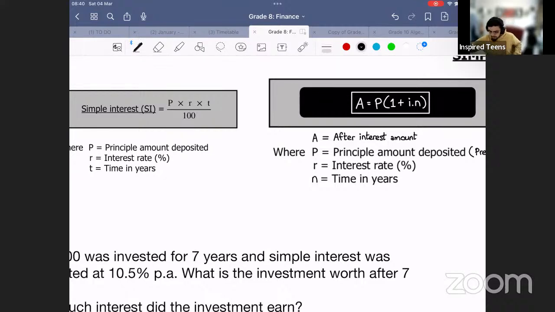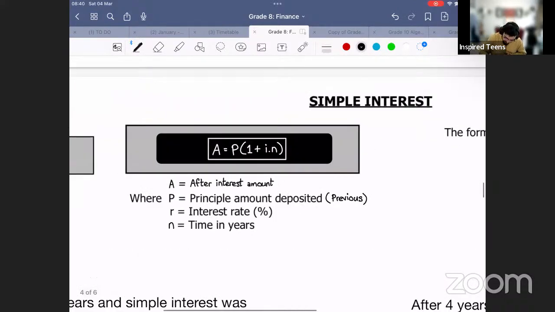Okay, on the right, some of you may have a formula that maybe looks like A is equal to P into open brackets 1 plus, I think it's either I or R times N over 100, or like I times N over 100, one of the two. Right or left, depending on the teacher. How many teachers do you have?